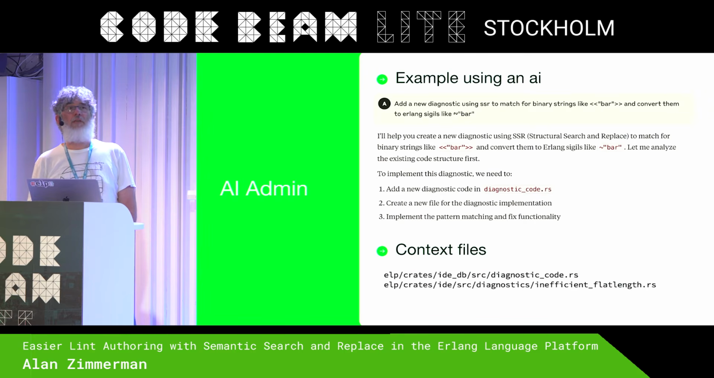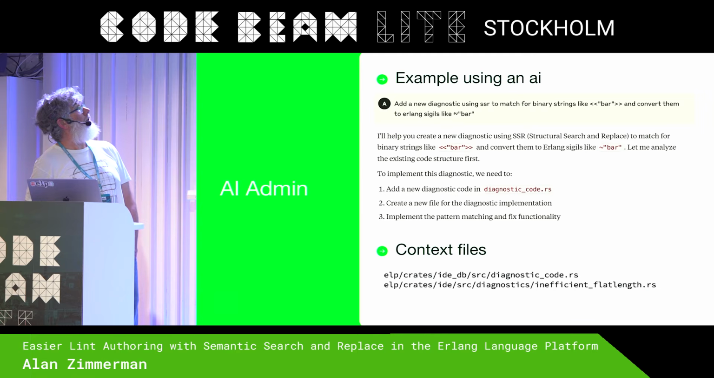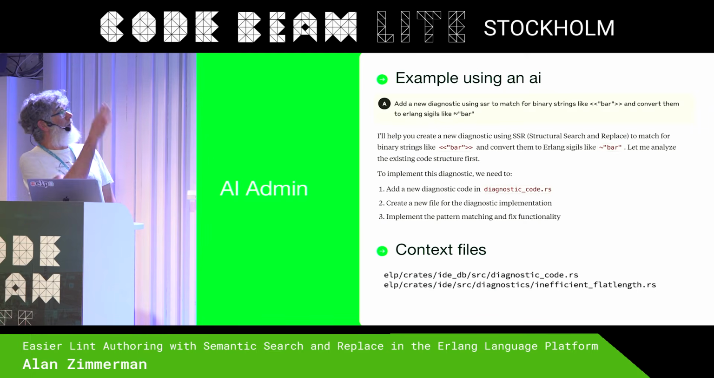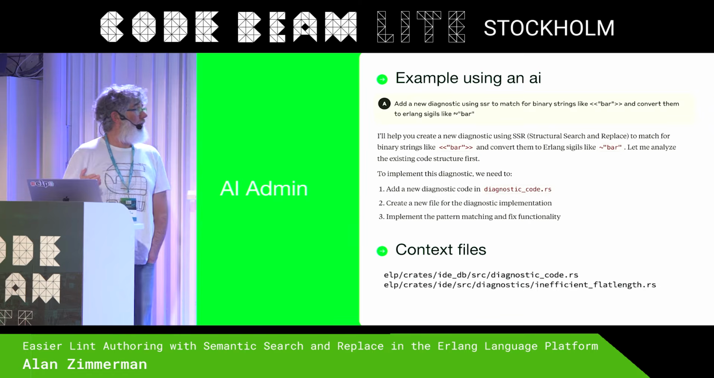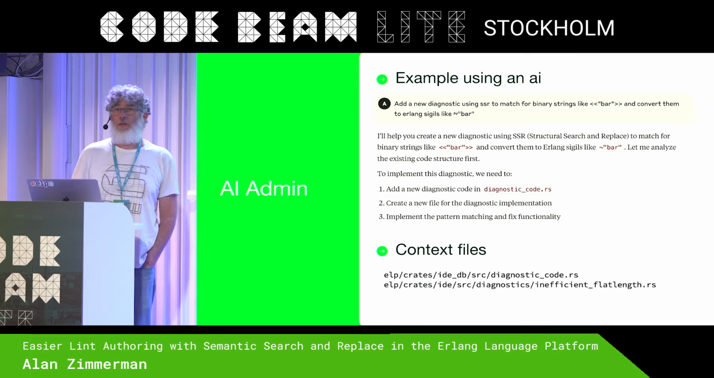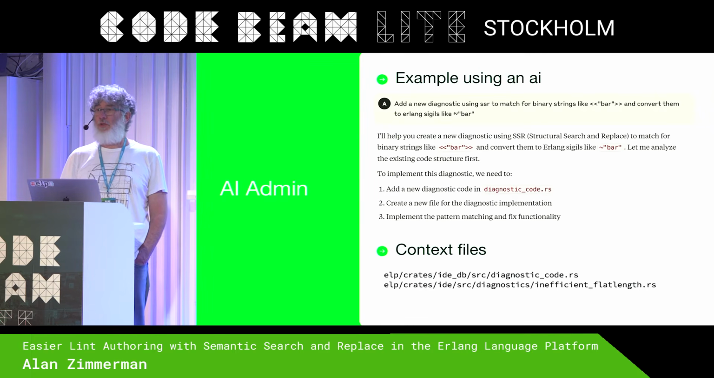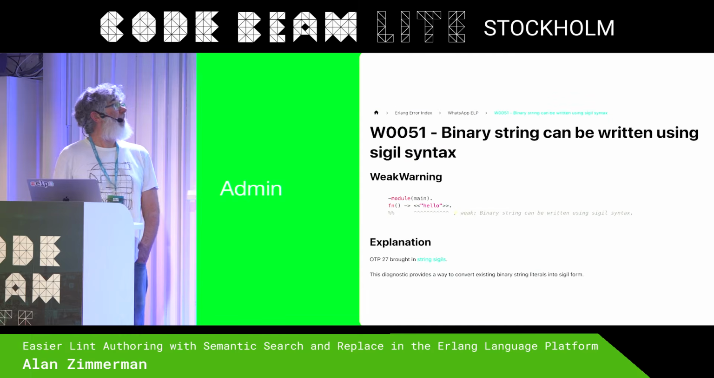Point any random AI tool at it. In this particular one, we said add a new diagnostic using SSR, which I'll talk about now, to match binary strings like that example and convert them into Erlang sigils like that. In this particular example, I gave it those two files, the diagnostic code file and an example other diagnostic file, and it chugs away and generates all of the boilerplate that you need, and you end up with the part that you actually care about.